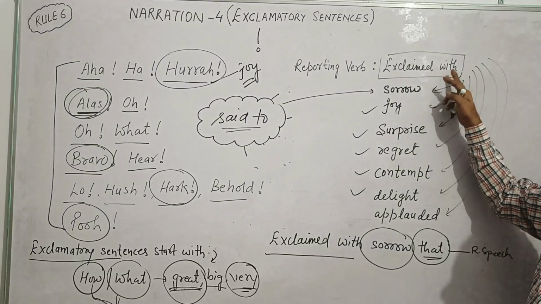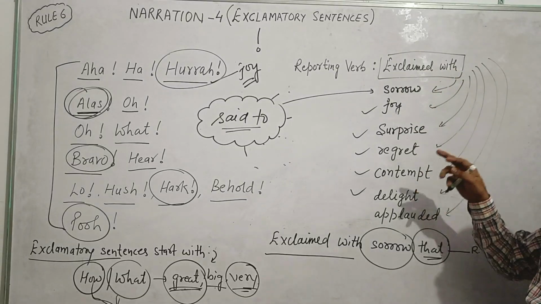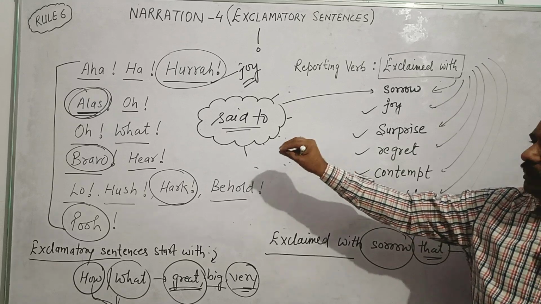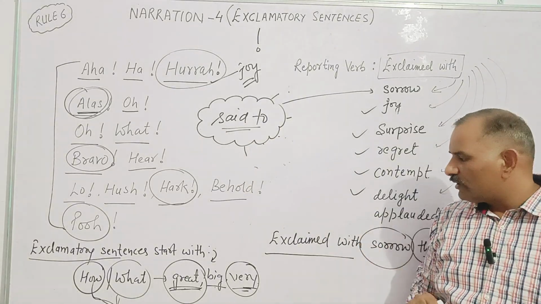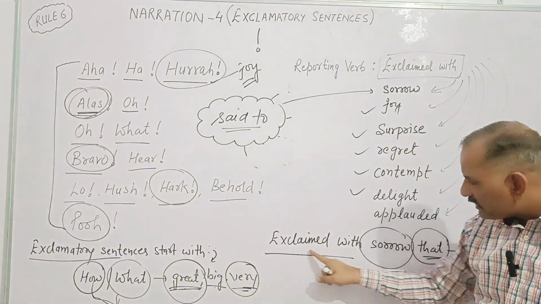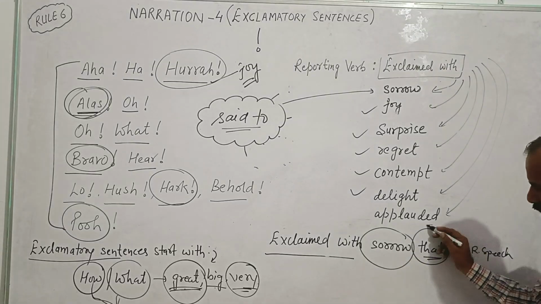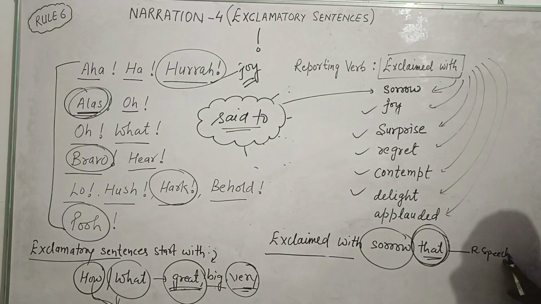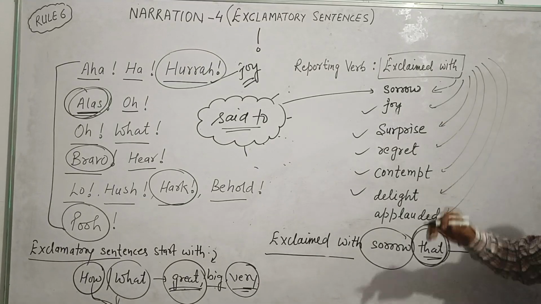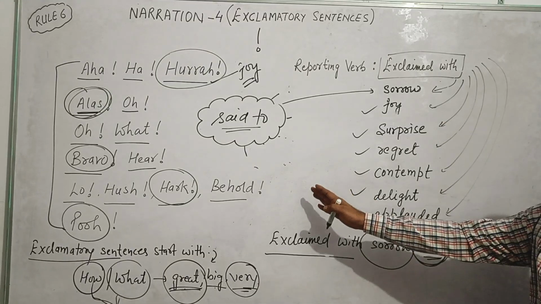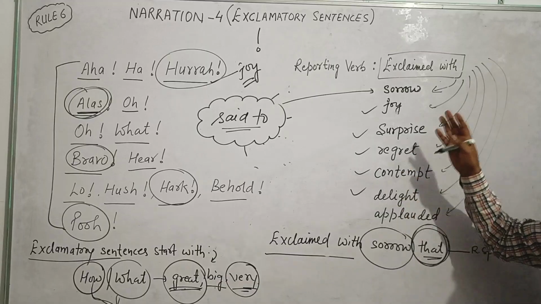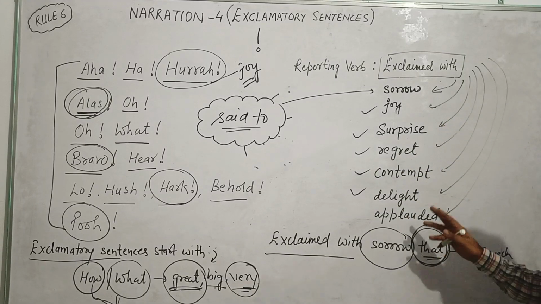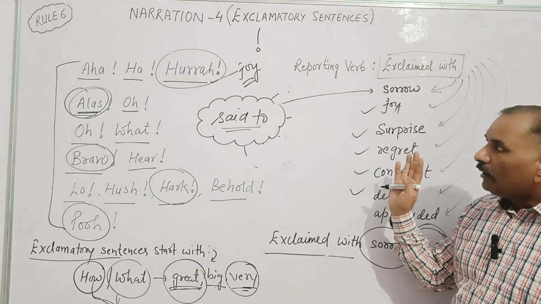Replace them with exclaimed with sorrow, exclaimed with joy, exclaimed with delight, whatever fits the exclamatory word you are using. After that, you will use the conjunction "that" and then change the reported speech with the same rules which we have learned earlier. All the present tense will change into past, past will change into past perfect. In this way you will change it.